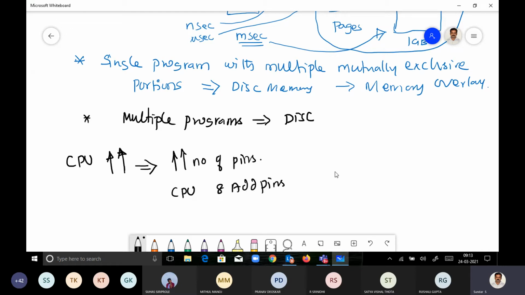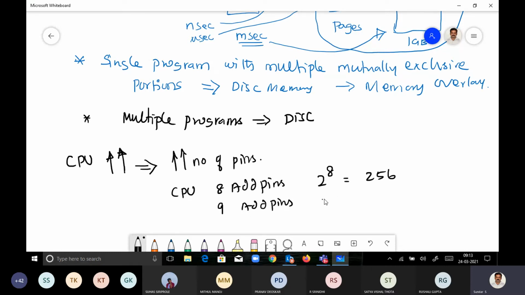8 address pins, 2 power 8 addresses it can generate. So this we know, right? So 256. Suppose due to Moore's law, the number of transistors in the chip increased, and indirectly it means we are increasing the number of pins in the CPU, especially the number of address pins. Usually it will go in even numbers. Just for explanation's sake, let me take 100 pins.